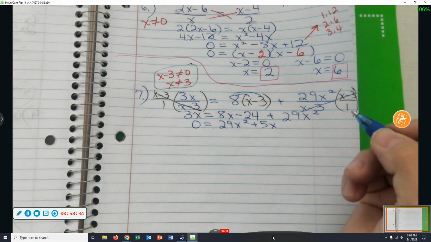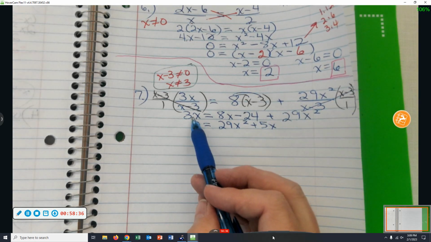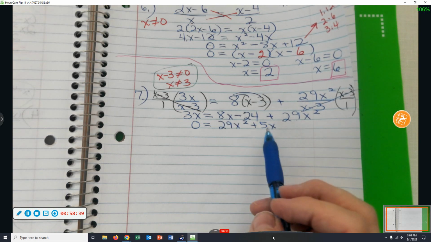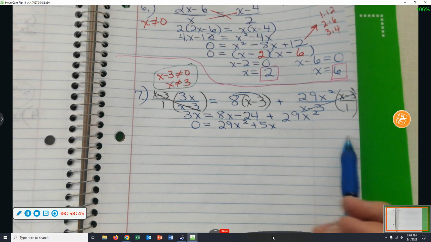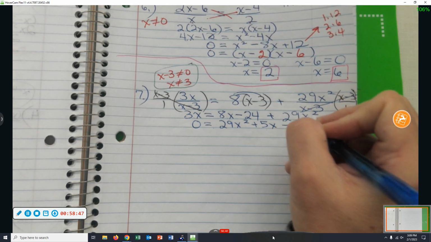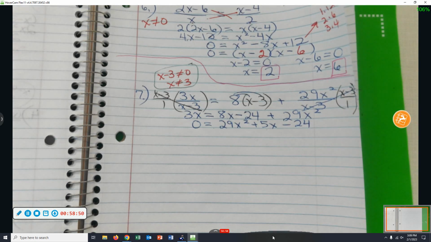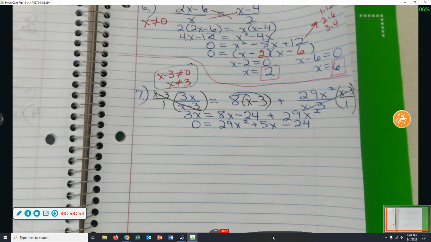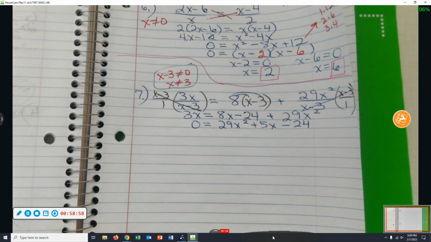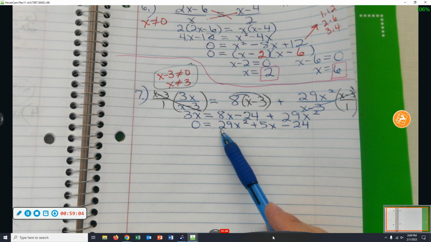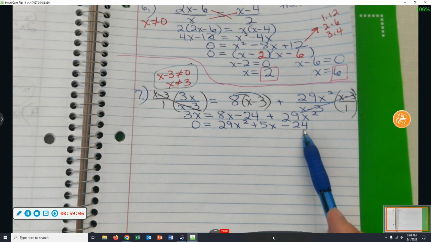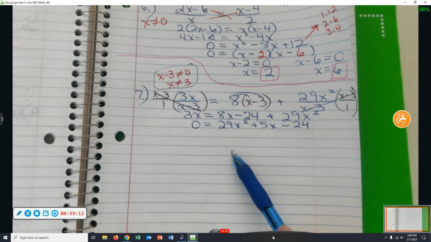Did y'all follow me there? Minus 3 from both sides. 8x minus 3x gave me that 5x. What else do we have here? Minus 24. And the instructions say use the quadratic formula, but I think it's factorable. 29 is nice. You've got to use 1 times 29. That's the only possibility. 24, there's quite a few. 1 times 24, 2 times 12, 3 times 8, and 4 times 6.